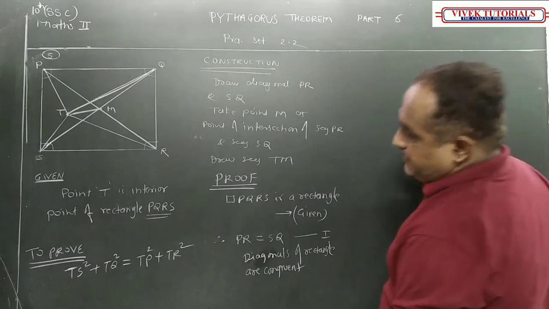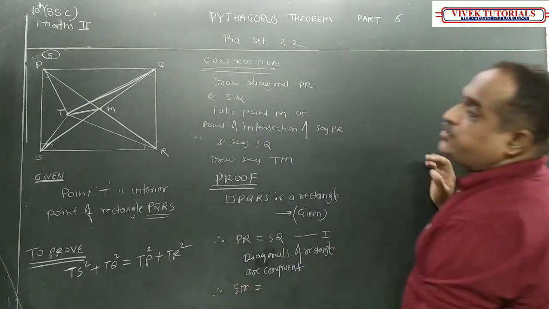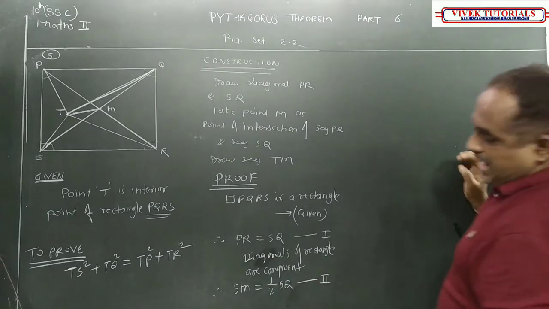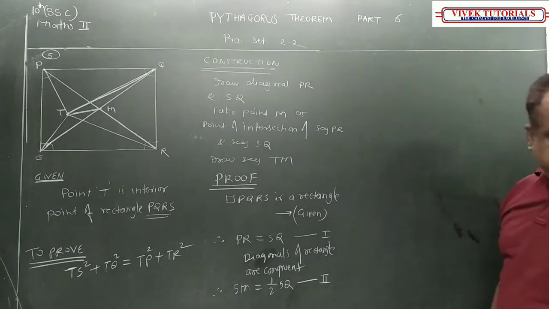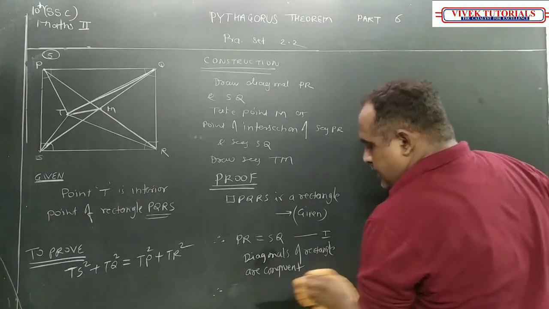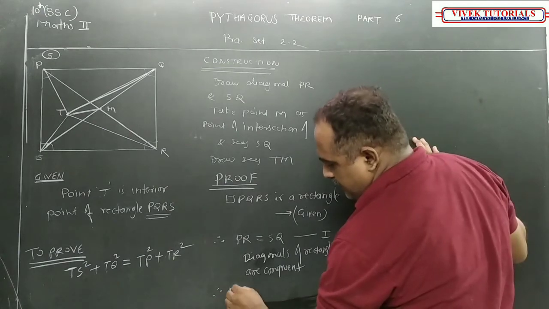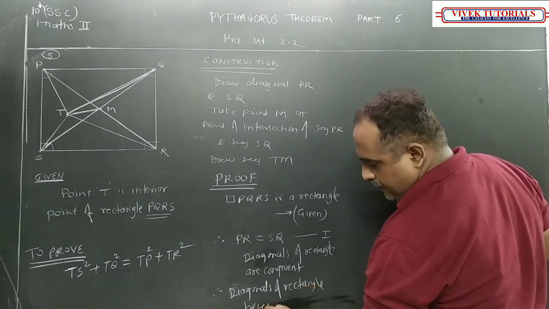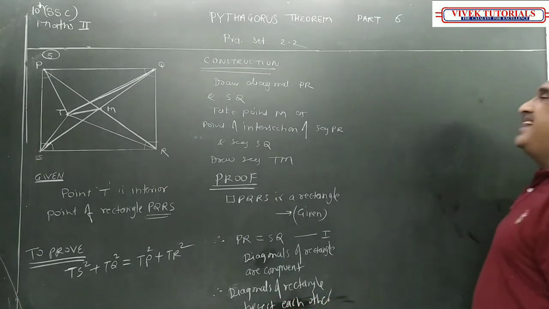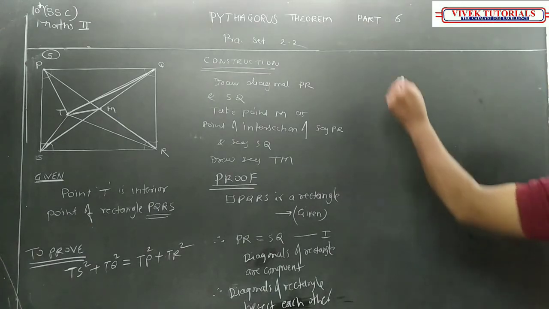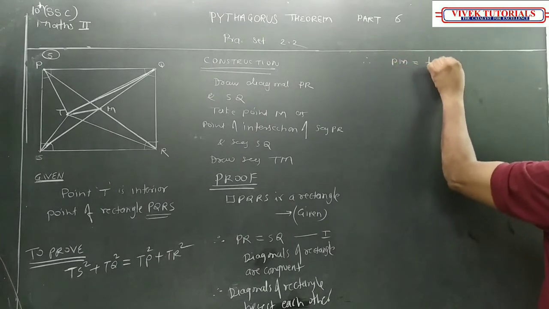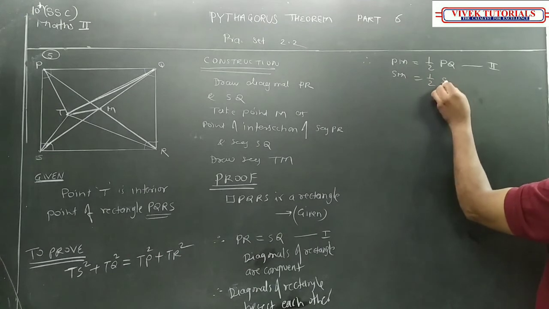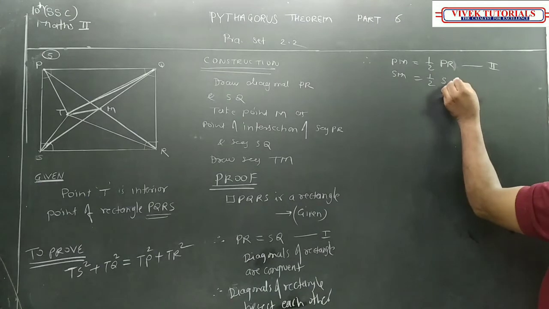Then what I can do is SM is equal to half of SQ. This is equation 2. Or we can do one thing. We can write the property: diagonals of rectangle bisect each other. What does bisect mean? Divide the diagonals into equal parts. So what I can do is PM is equal to half of PR, equation 2, and SM is equal to half of SQ. Sorry, PR will come and this will be SQ. Equation 3.